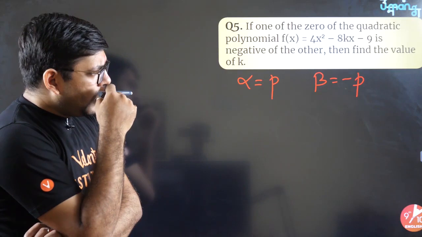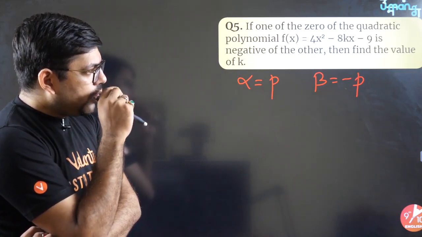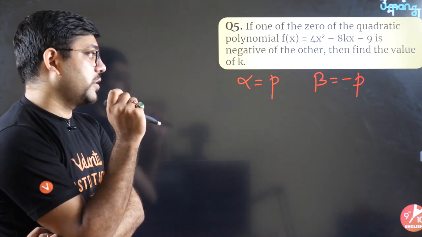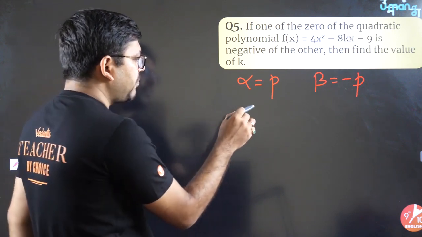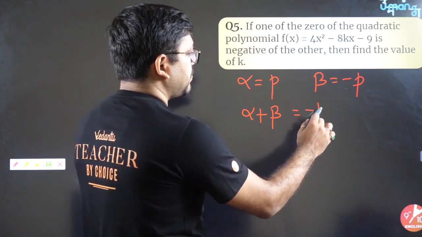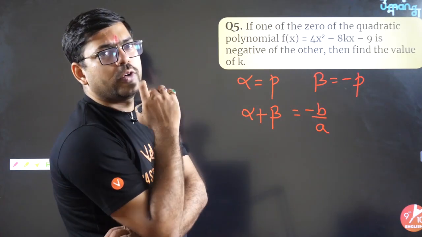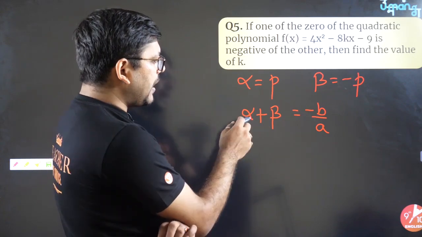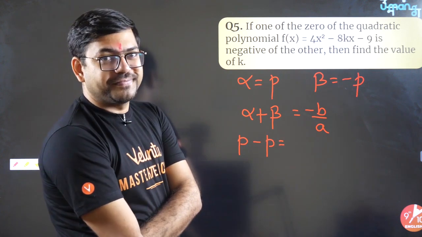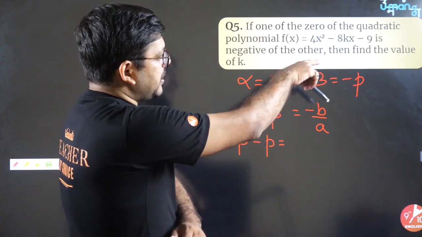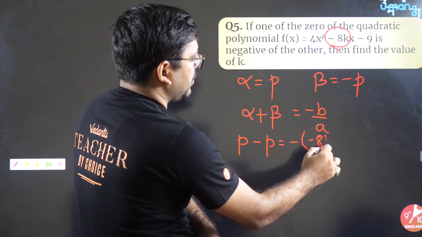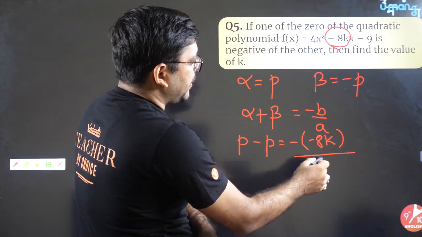Okay, fine. So in this situation, I hope you are understanding what the most fruitful relation is here. Fruitful relation means, don't you think that if I do alpha plus beta, which is the sum of roots, and we know that alpha plus beta is equal to minus b by a, here this will be most fruitful. Why? Because if you add alpha and beta, p and minus p, it is going to give you 0, isn't it? And it is equal to minus b by a, so b is already minus 8k, divided by a. The value of a is 4.